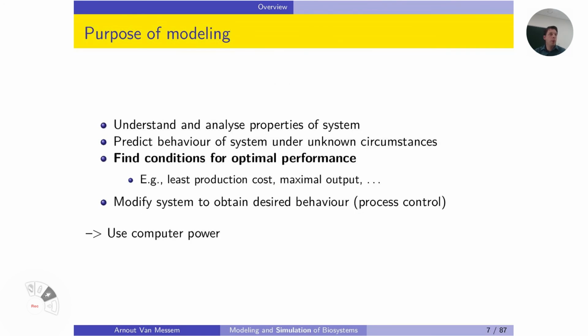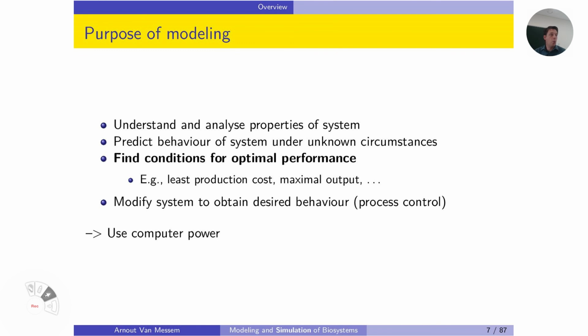So purpose of modeling, there are several purposes. It might be to understand and analyze the properties of the system. You might want to predict the behavior of the system under unknown circumstances. You might find or might want to find conditions to get to optimal performance. So optimal performance would be least cost production, maximal output, best river quality, optimal growth, those things.